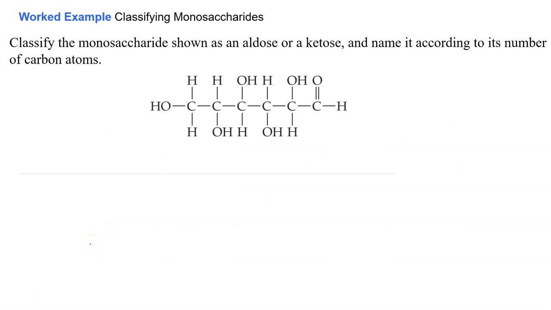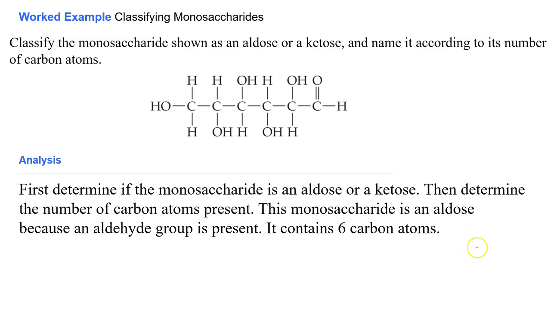Before we get into that identification of the different types of compounds based off of where these alcohol groups are coming off, I want you to classify this monosaccharide as an aldose or a ketose and then name it according to the number of carbons. So how do we do this? First, we need to determine the functional group, right? We see that the carbonyl group is on the end, and that tells us it's an aldose. Then we have to determine the number of carbons. So we have 1, 2, 3, 4, 5, 6 carbons. That means it would be a hexose. So this would be an aldohexose.